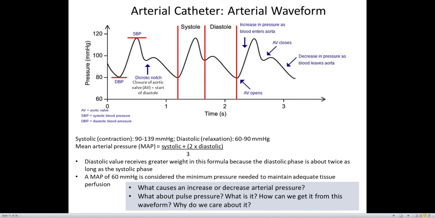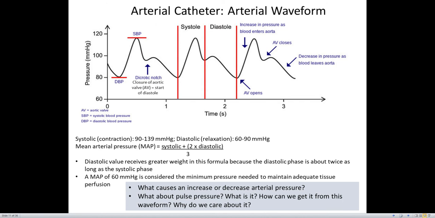That means that there's contraction happening. The pressure in the ventricles is increased relative to that in the aorta, and that causes the aortic valve to open. And you can see the pressure increases as blood enters the aorta, and then you can see that dip down, that dicrotic notch representing AV closure, the aortic valve closure, and you can see that pressure decrease as we enter the diastolic phase. So this is what an A-line waveform looks like.